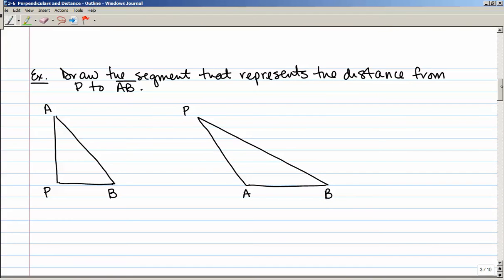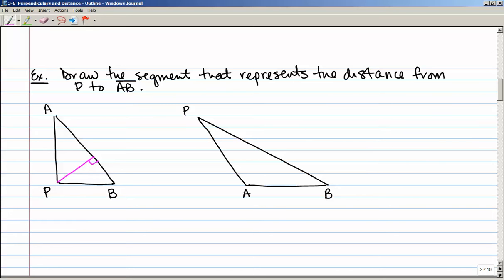So here's a couple examples. Draw the segment that represents the distance from point P to segment AB. While I can draw a whole bunch of different lines from P to AB, the segment that represents the distance is going to be the one that is perpendicular to it. So draw it like that, and then put the little box in the corner to show that it's perpendicular. If you're having a hard time seeing this, I like to turn my paper around so that the point I'm starting at is at the top, and just picture it dropping straight down.